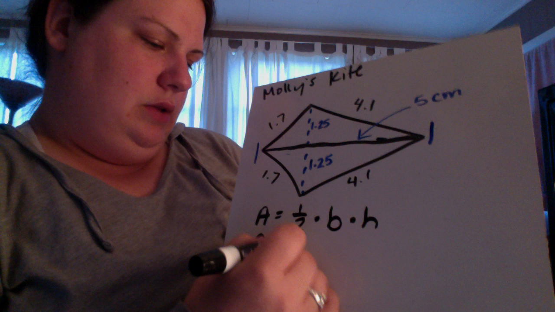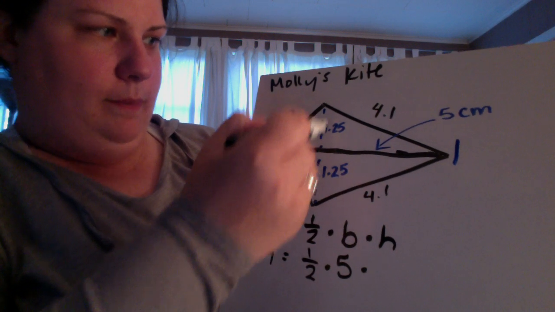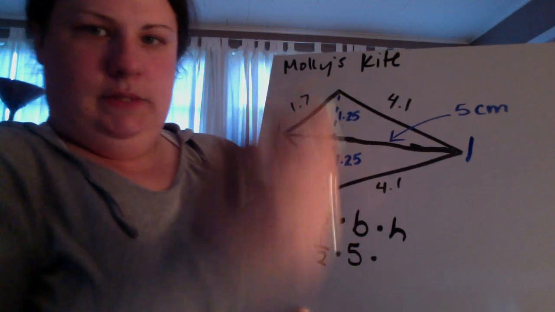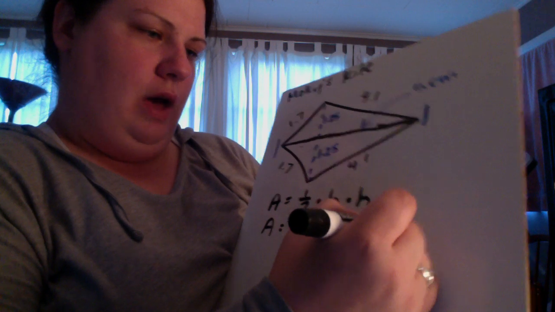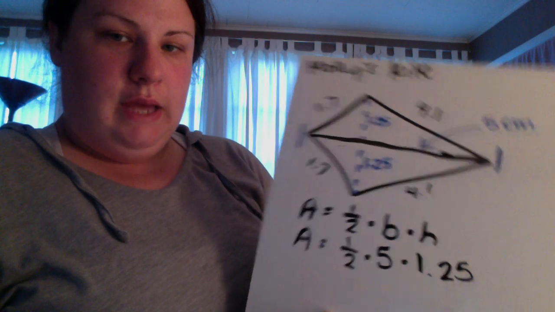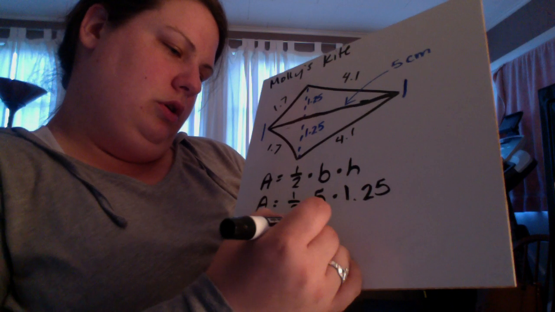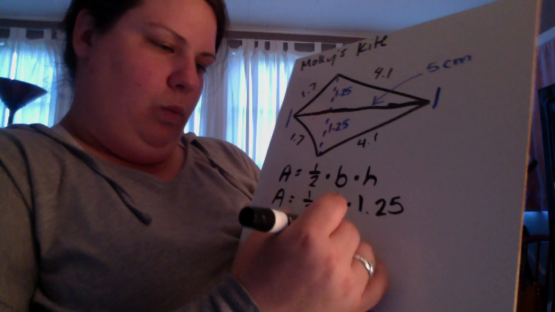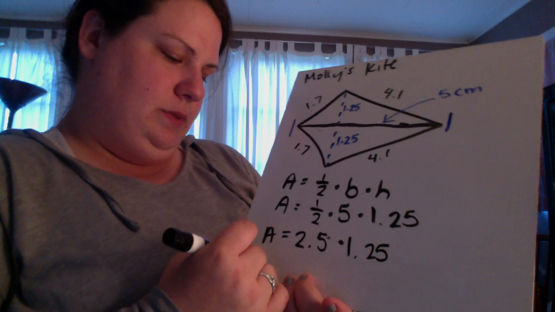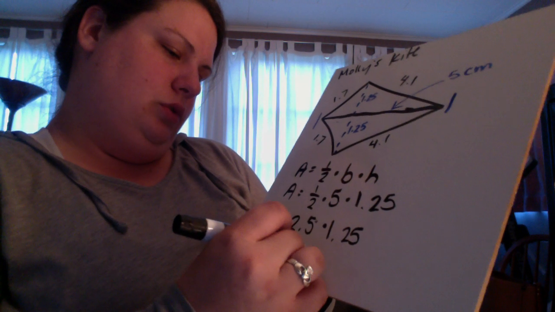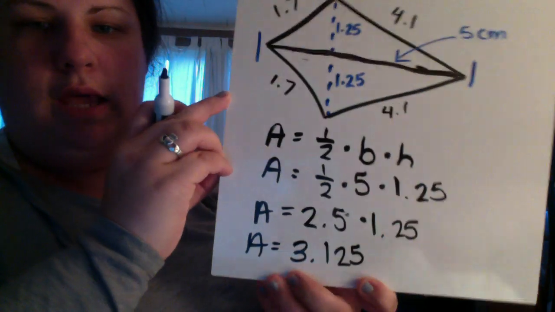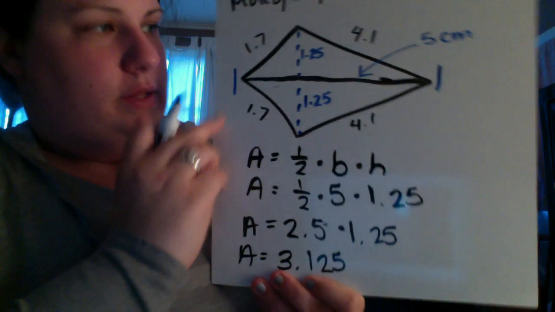So I'm filling this in: 1/2 times 5, and then my height is this 1.25, from the bottom to the top, 1.25. We're going to multiply those together to find the area of the top triangle. All right, when I do 1/2 times 5, I get 2.5, and then I need to multiply that by 1.25. When we multiply that here, I get 3.125. Now remember, this is the area of one of these triangles, the top one that we found.